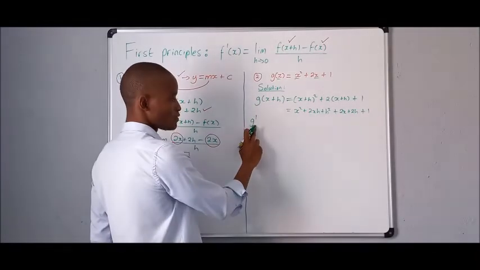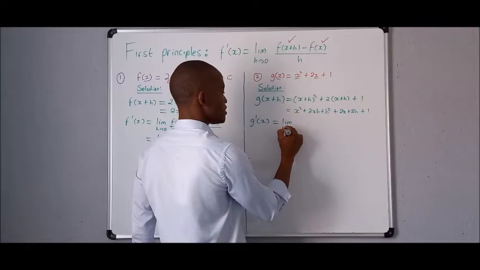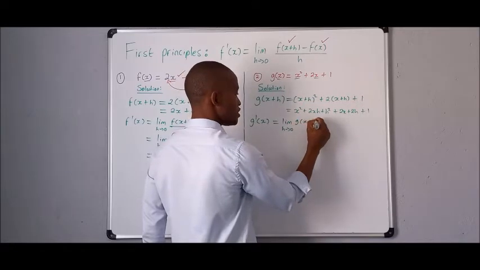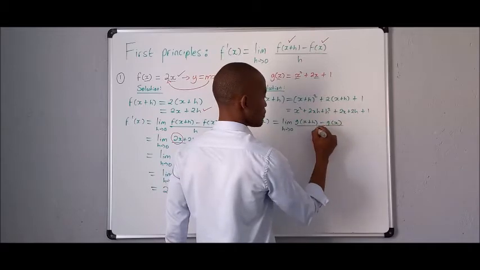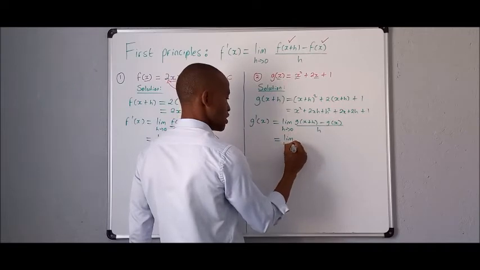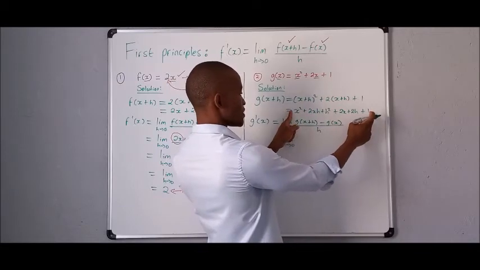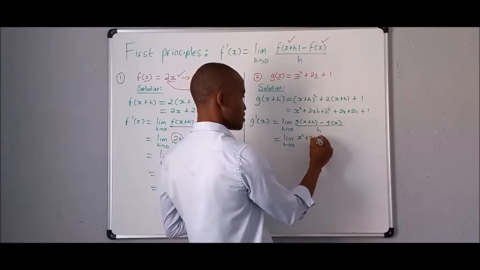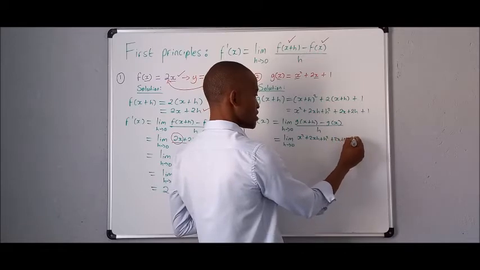Okay, the first derivative of g at some point x is equal to limit as h approaches 0, not of f but of g of x plus h minus not of f but of g of x, all over h, and this is equal to limit as h approaches 0. Now the expression for g of x plus h is that expression right there. So we have x squared plus 2xh plus h squared plus 2x plus 2h plus 1.